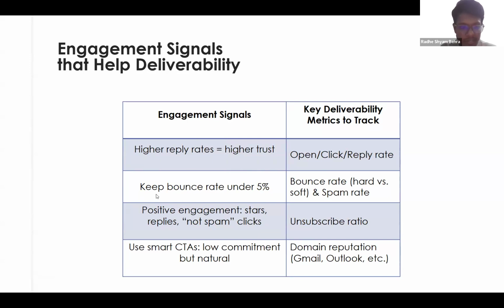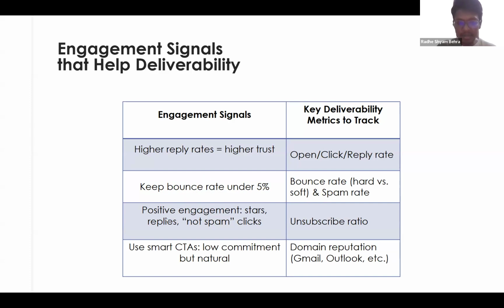Another signal is just keep an eye on your bounce rate. It should ideally be really low, and you should be worried if it is greater than 5%. So you need to work on list cleaning, which we talked about in the earlier slide, using NeverBounce or ZeroBounce and other tools. The bounce rate should be under 5%, ideally under 1 or 2%, but in the worst case under 5%.